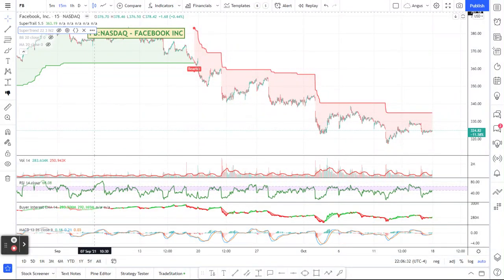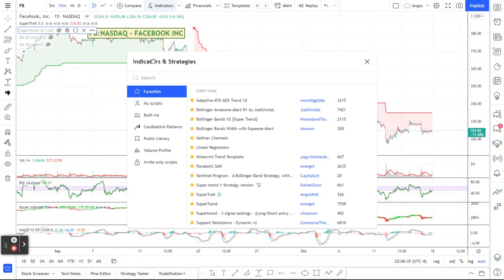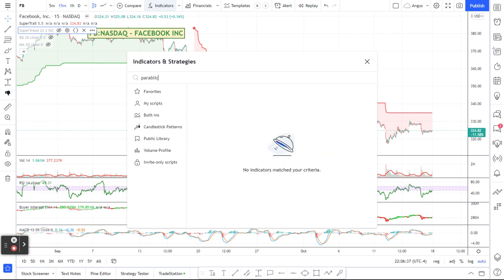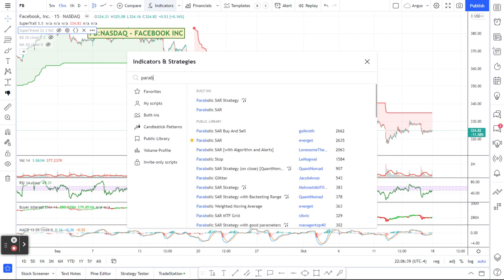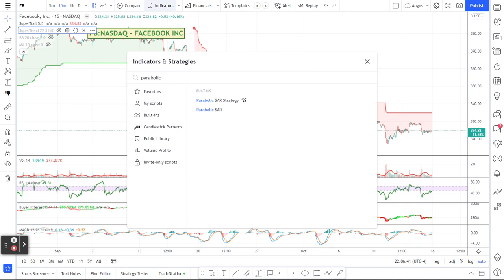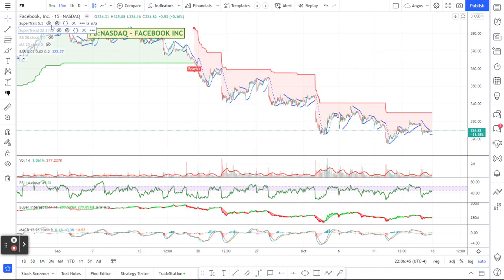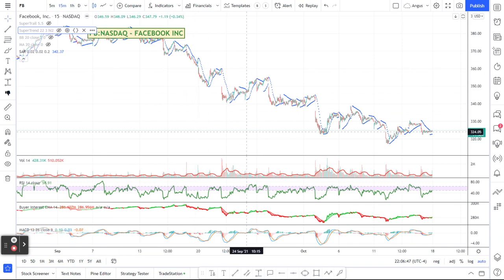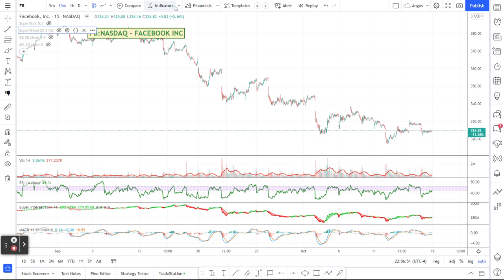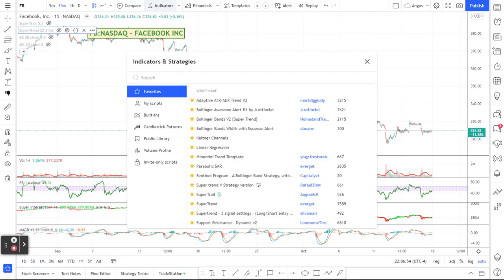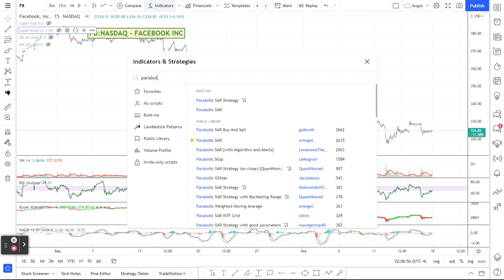The other one that's also good is a parabolic SAR. So let me just have a look. Parabolic SAR. This is another one that can be quite a good automated indicator. Turn off my SuperTrail. That's a SAR, not a parabolic SAR. Sorry, one sec. Parabolic. So maybe it is the right one. I want this one here by Everget.